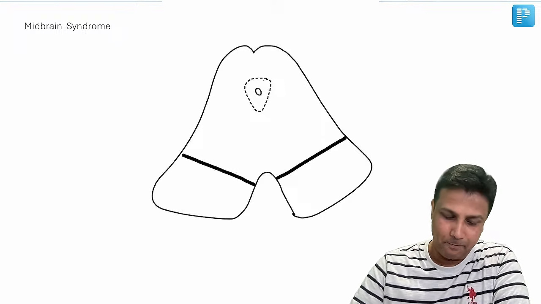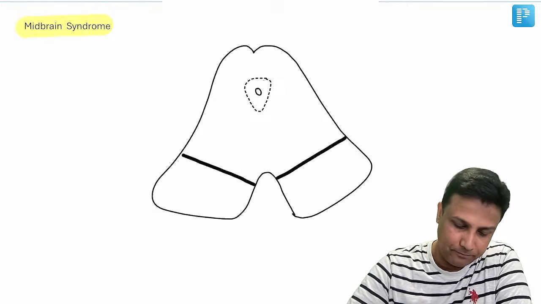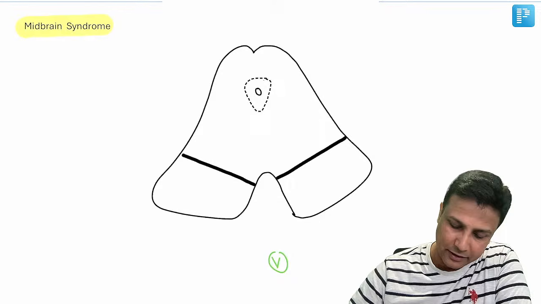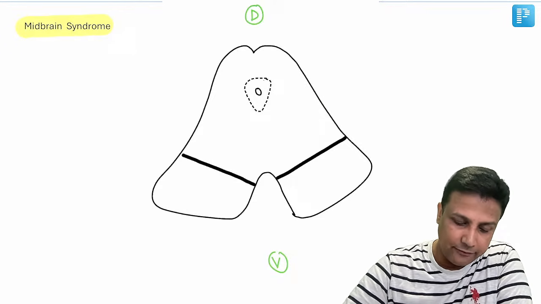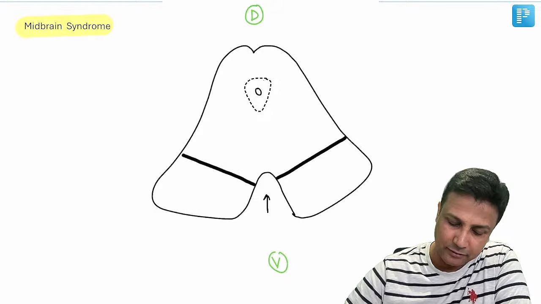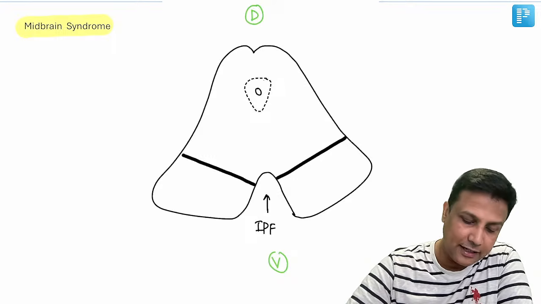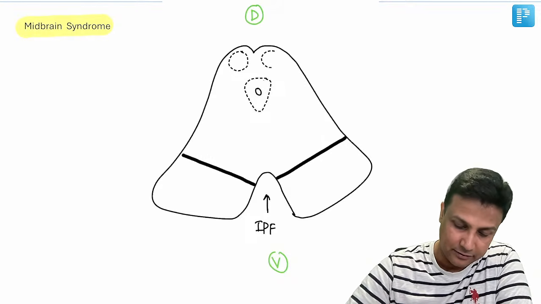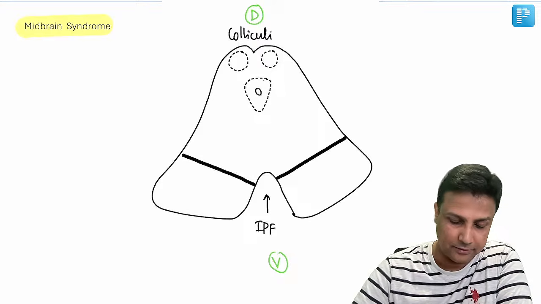Now, first of all, when you're going to take a transverse section of midbrain, this is how the diagram looks like. In this diagram, this is the ventral aspect here, and this one here will be the dorsal aspect. On the ventral aspect, you're able to see a depression here, that is interpeduncular fossa. And on the dorsal aspect, there will be the colliculi present here.